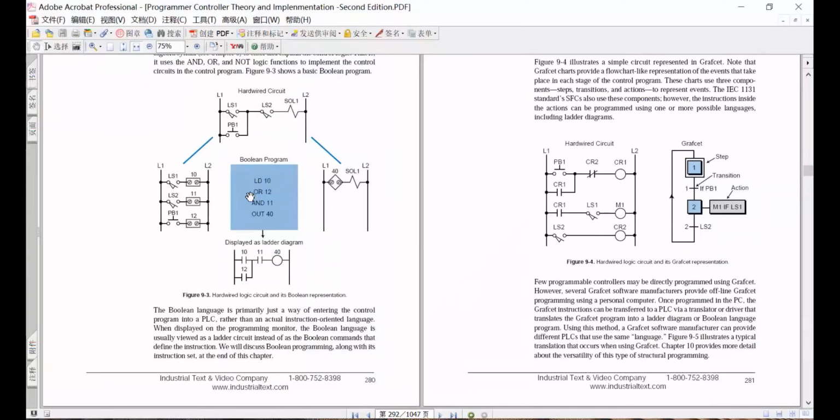This program is similar to C or some other computer language. The first is LD10. What does LD10 mean? Do you remember what I introduced to you last week? LD is load. It will load.